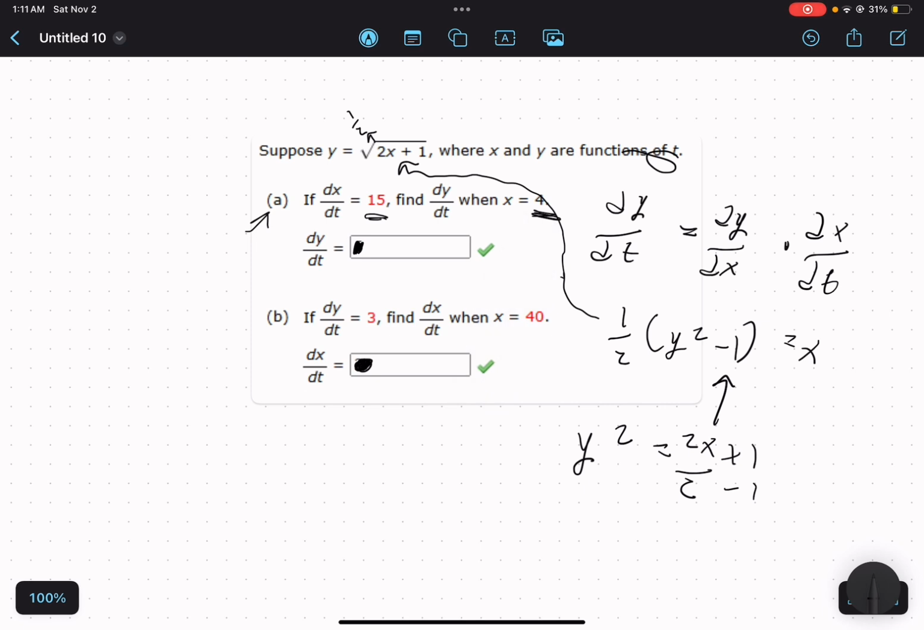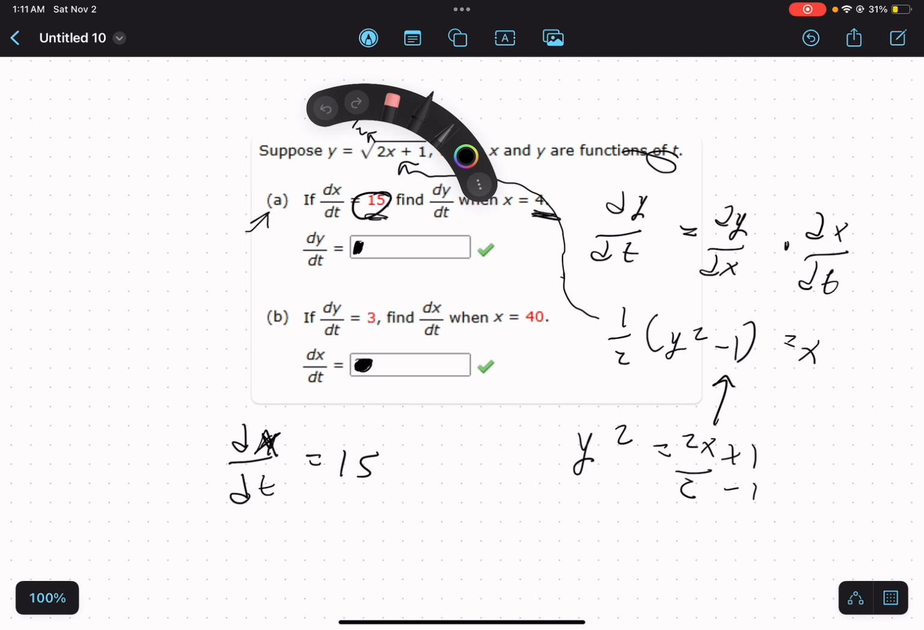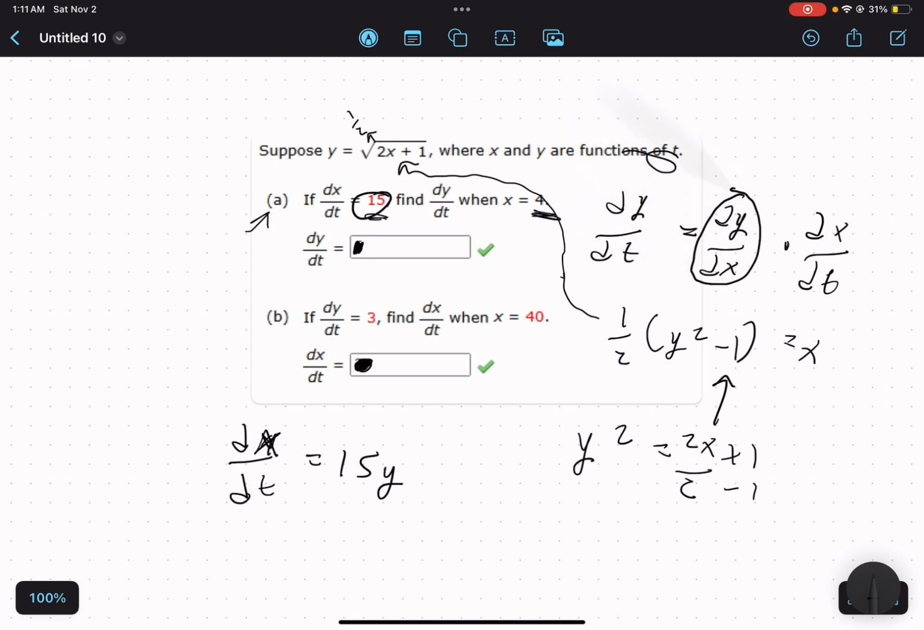So what I'm going to do is first set dx over dt equals 15, because that's the value we have here. Then I'm going to put y at the end of it, because if you look over here, we want to solve for dy over dx, so we have to solve when it's y. Then I'm going to evaluate y at this value, when x equals 4.